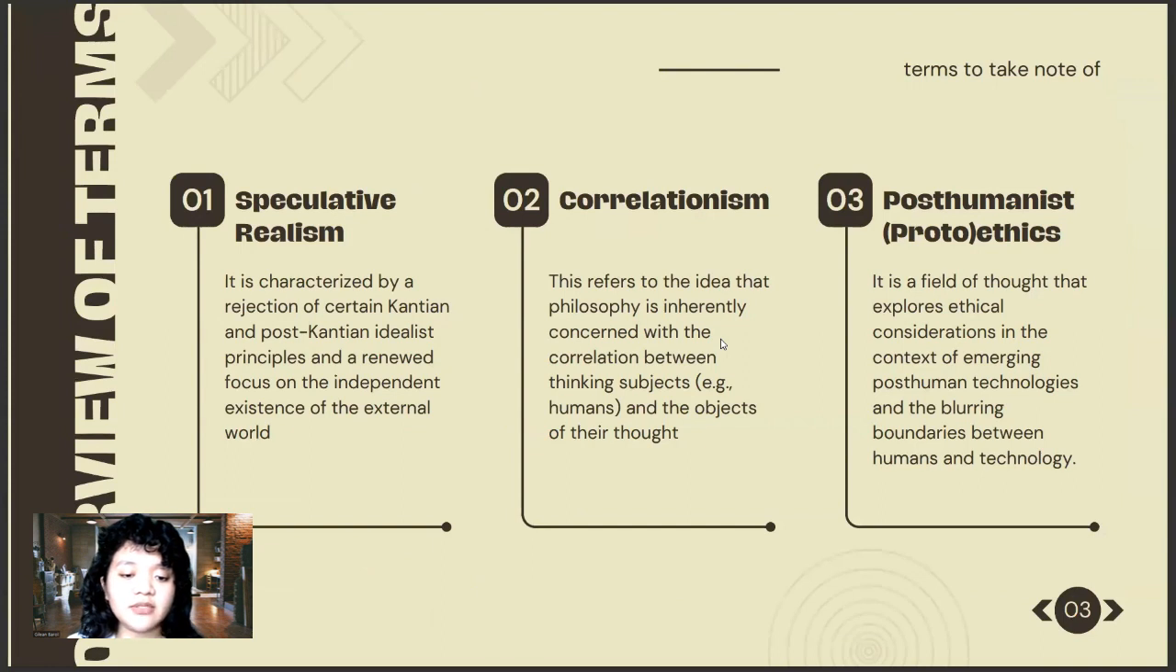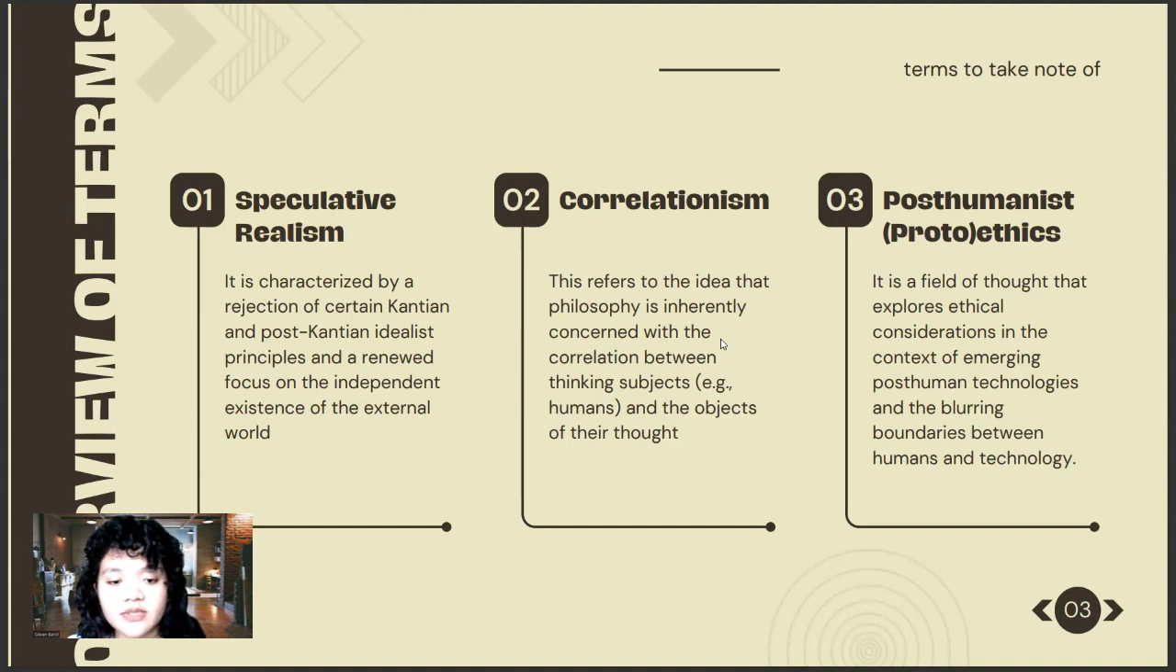Let us start off by defining the main and recurring terms for this chapter. The first one is speculative realism. This pertains to a contemporary philosophical movement that challenges the dominant role of human perception and thought in philosophy. It's all about looking at the world beyond our human perspective and understanding that there is more to reality than what we can see or think.